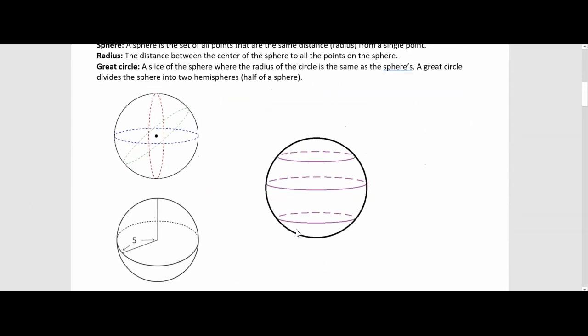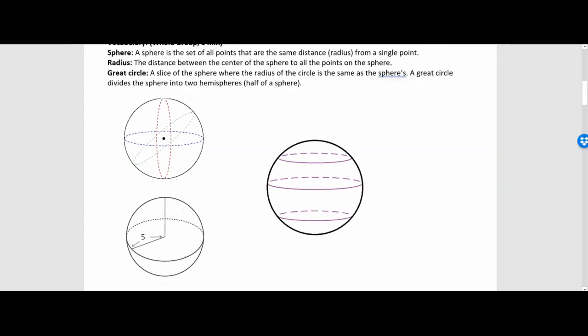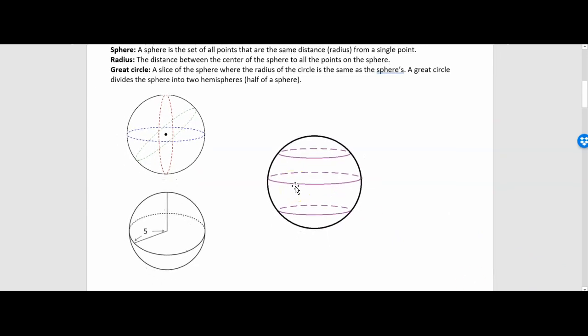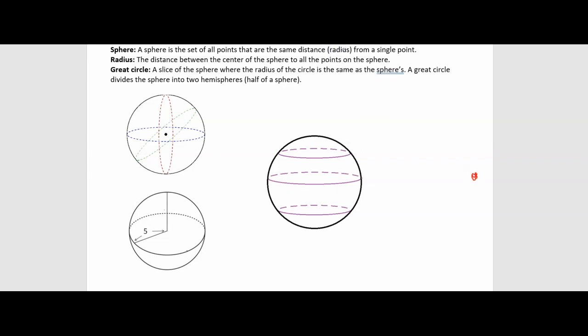All right, let's first jump into some vocab for a sphere, and then we'll start talking about the formulas. So a sphere is a set of all points that are the same distance from a single point. If you just take a point in space and you choose a distance, let's choose 3 inches. So I've got a point right here, and I'm going to put a point in every area of space that is 3 inches away from this point.